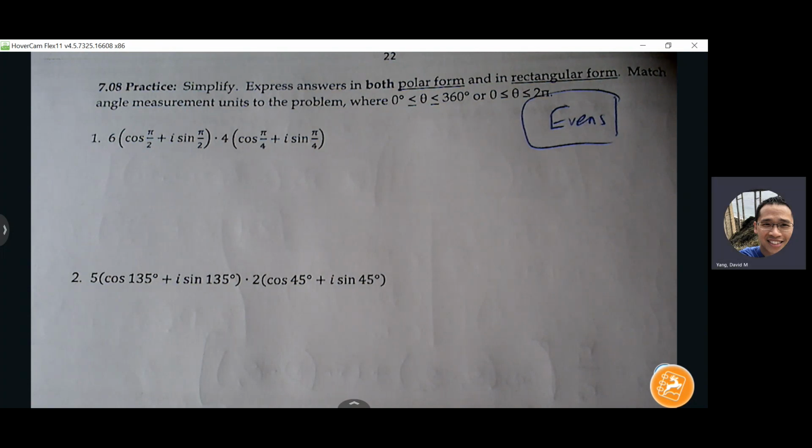Zero side canceling. Yeah, 0 times i will just zero out. The i will just completely go away once you get to the rectangular form. Yeah, it's going to happen for both 2 and 4.